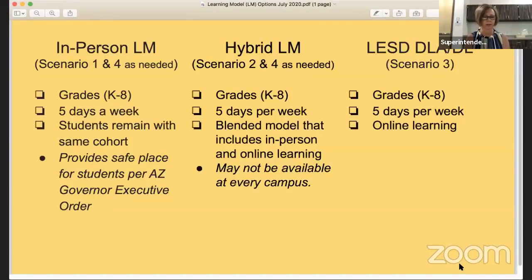After consulting with legal and also looking at our staffing, we're still knee deep in staffing and looking at numbers. We feel pretty confident that we can offer all 3 models. Again, with that caveat that we're still trying to review if we're able to offer the hybrid at every campus, but we know that we would be able to offer it throughout the district, so that we would have opportunities for those families who really would like that option. So that was something we wanted to make sure of.